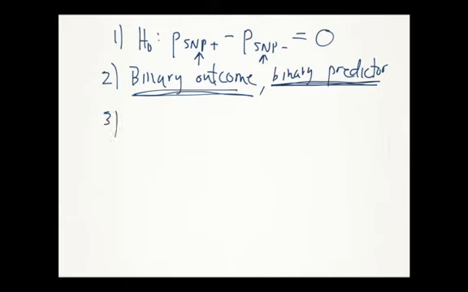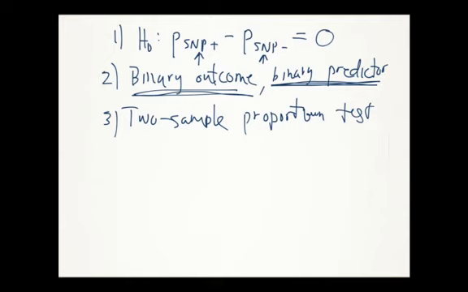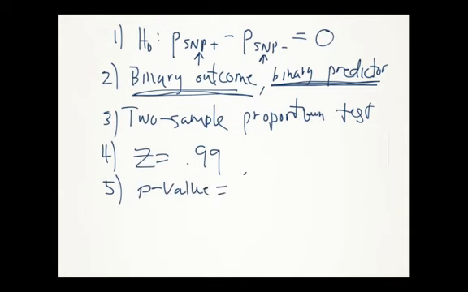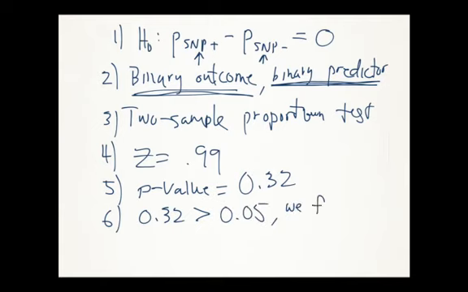Okay, the kind of test we're going to conduct is a 2-sample proportion test. Okay, and then our test statistic, if we calculated it, would be z is equal to 0.99. Once we have that, we can look at a standard normal table to get our p-value. Stata will give us that. Turns out it's 0.32. Since 0.32 is greater than 0.05, we fail to reject.